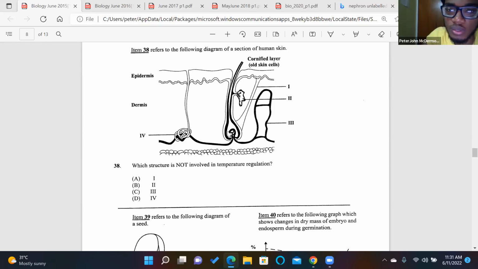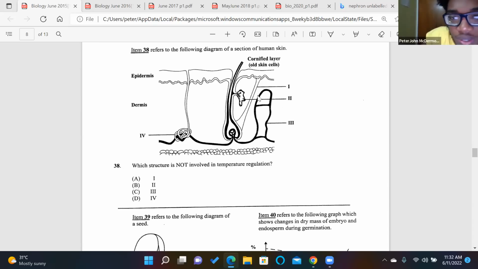Honestly, I'm not sure. 4 might be a sweat gland. So which one of these has nothing to do with temperature regulation so far? I'd say 2 as well, sebaceous gland. 3, of course, we know that blood vessels are associated with temperature control.